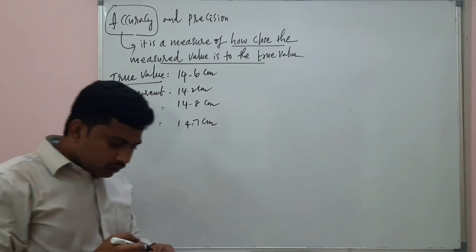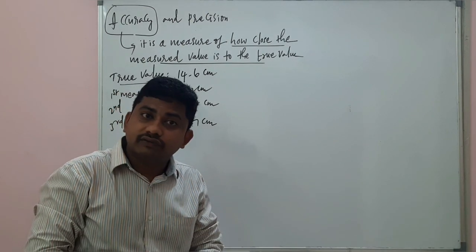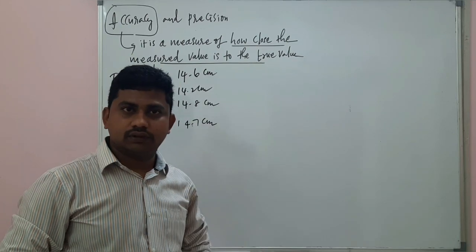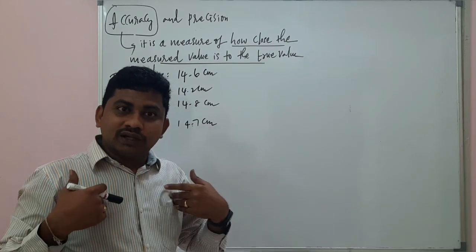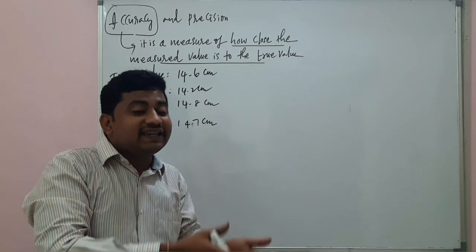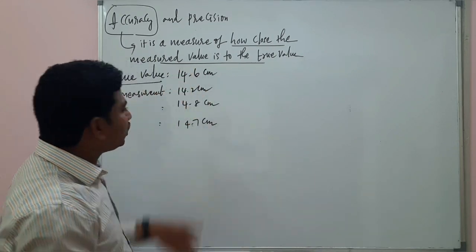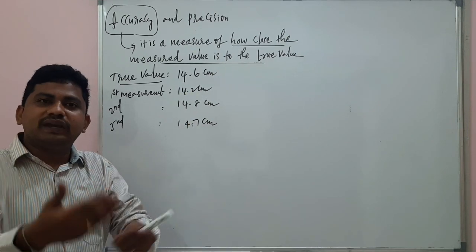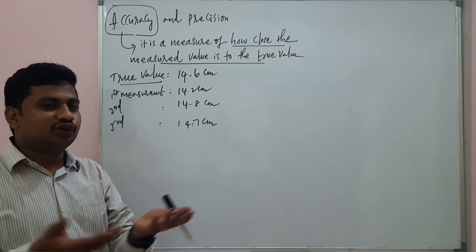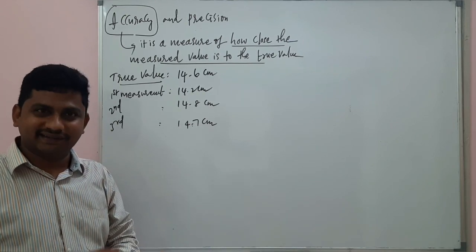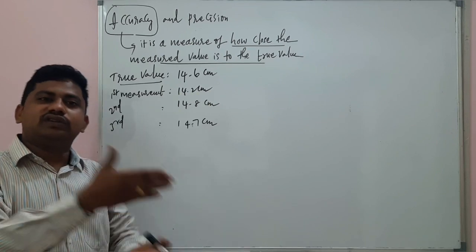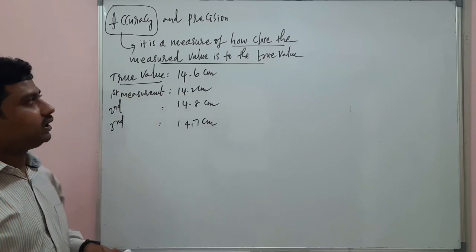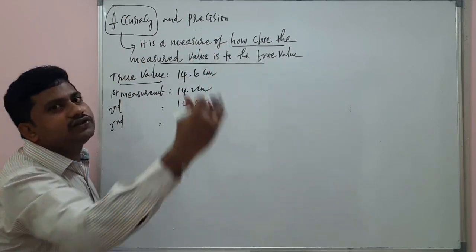Because there may be chances of personal error that may be different for each and every person, or for the same person also, the personal error may vary for each and every measurement. So that is why we have got random values. It doesn't mean that you will never get 14.6 centimeters. You may get 14.6 centimeters, and there is no concept of accuracy or precision in that case. In that case, your measured value is equal to the true value. Problem solved. Right? So accuracy means how close the measured value is to the true value.